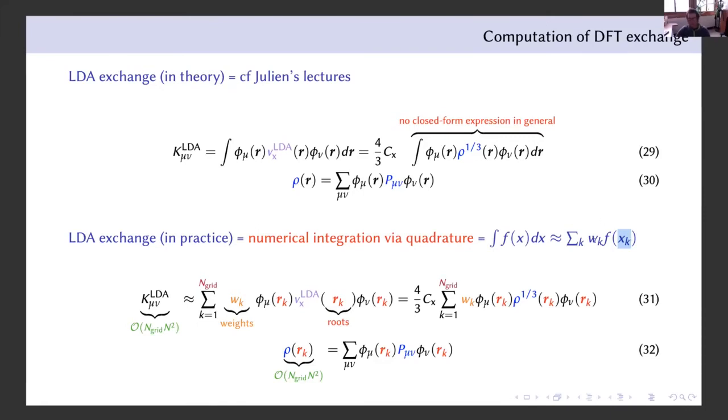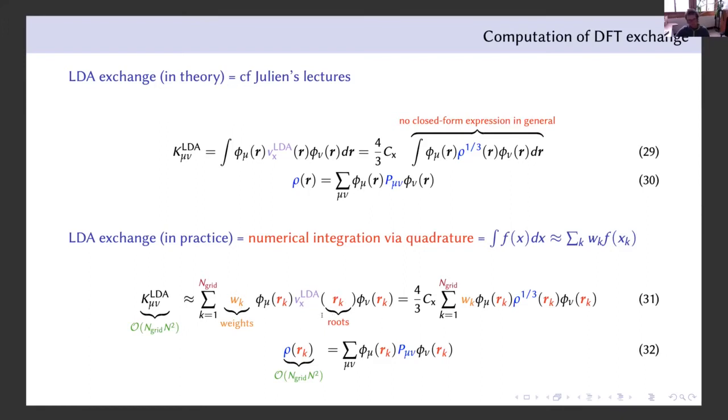So if you use a quadrature to compute those K elements here, what are you going to do? You're going to write this integral as a sum over the number of grid points, which can be increased if you want to be more accurate. You are going to have those weights and those roots.